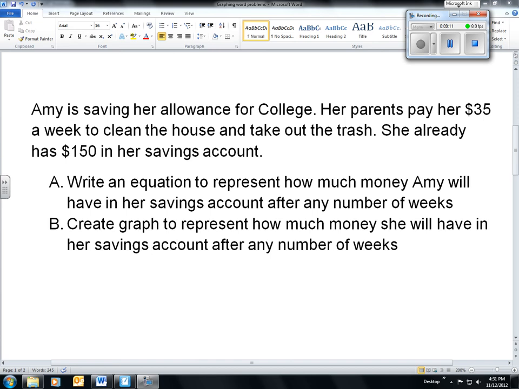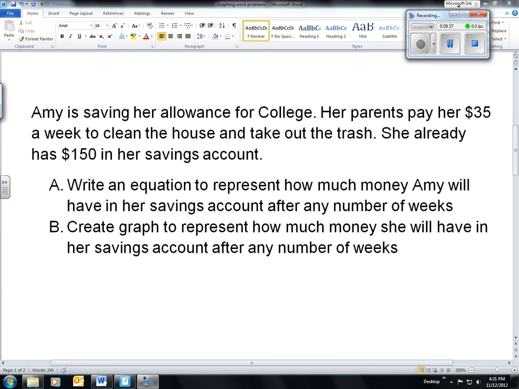So it says this: Amy is saving her allowance for college. Her parents pay her $35 a week to clean the house and take out the trash. She already has $150 in her savings account. Part A, write an equation to represent how much money Amy will have in her savings account after any number of weeks. And then part B, create the graph to represent how much money she will have in her savings account after any number of weeks. So that would be the first problem for your homework.